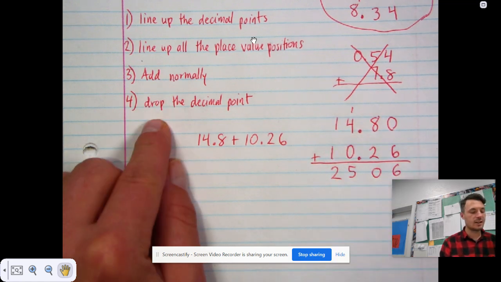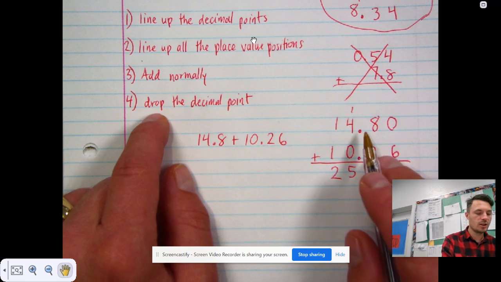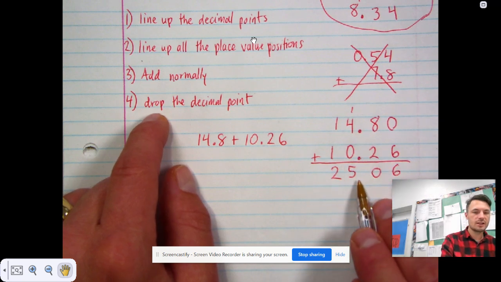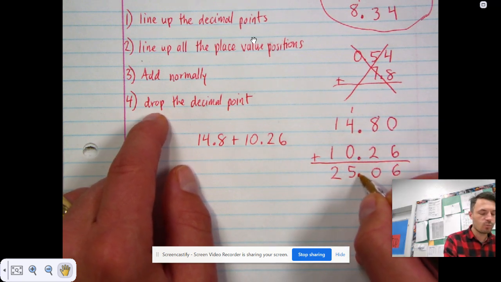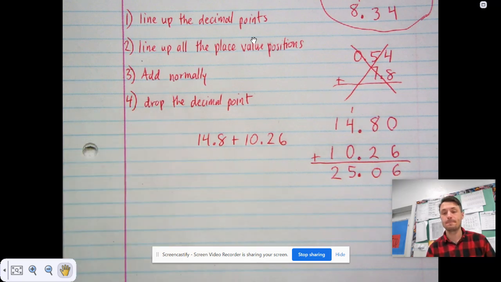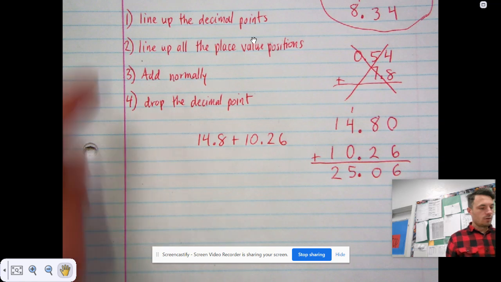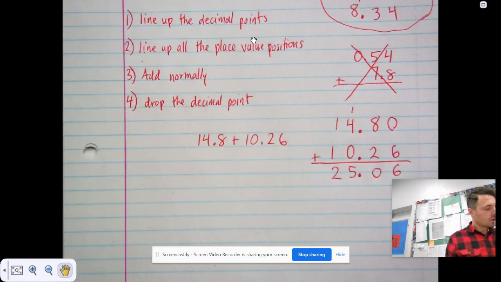And then step 4 is drop the decimal point. It just falls down into the sum exactly lined up with where it is in both addends. Let's do another example. And we're still following these 4 steps.